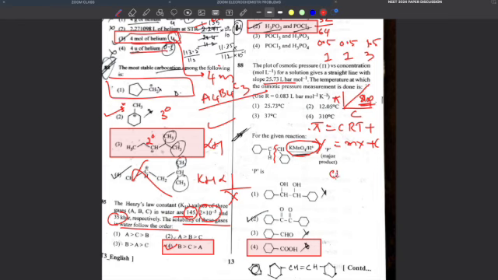Both compounds are CH double bond CH, both connected by cyclohexyl groups in this way. So when you treat it with KMnO4 followed by H plus, KMnO4 plus H plus is equivalent to oxidation. So oxidation gives this product.